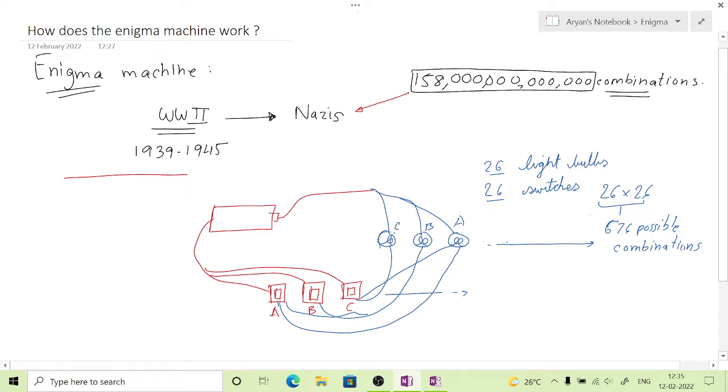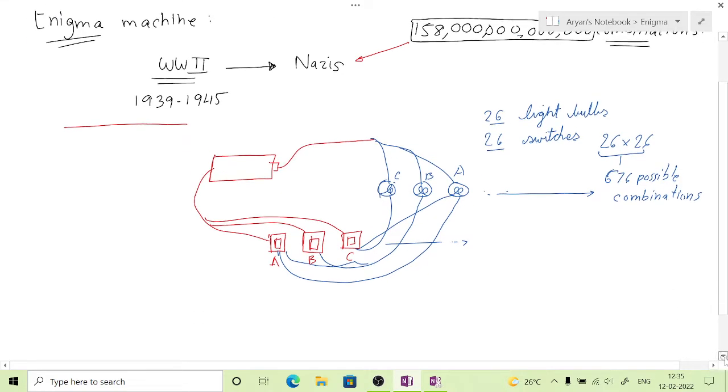At that time, computers were not that advanced, and there was no machine algorithm they could create in which they could simply add a value and, by using a random function or some other function, it would just encrypt it. So how exactly would it do the job? How exactly would it manage the job? That was a big challenge.